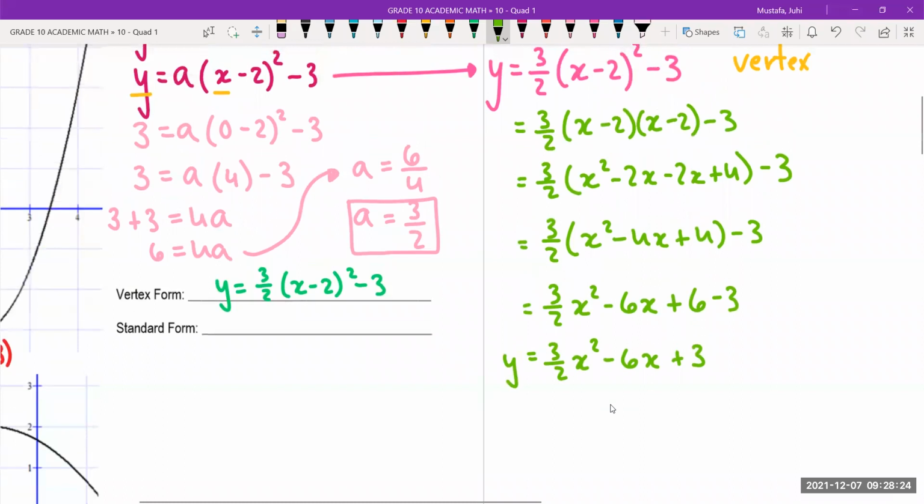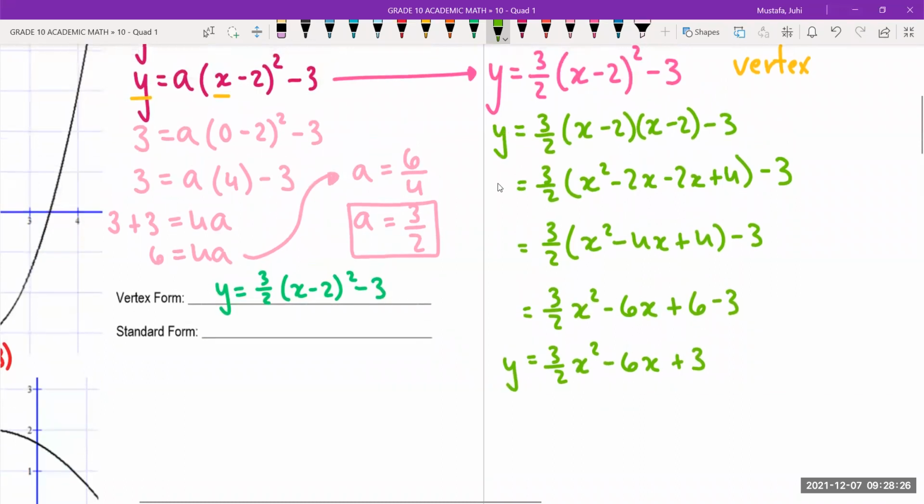Shweta? That's only for the line. For quadratic standard form, you can have fractions, you can have negatives, it doesn't matter. Okay, so I'm just gonna rewrite this answer over here as well. It's gonna be y is equal to 3 over 2 x squared minus 6x plus 3.